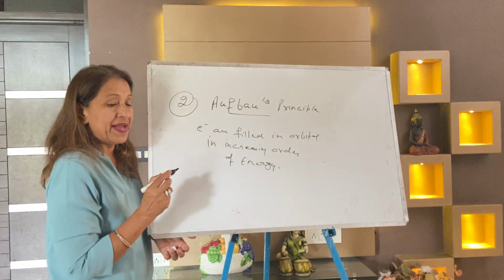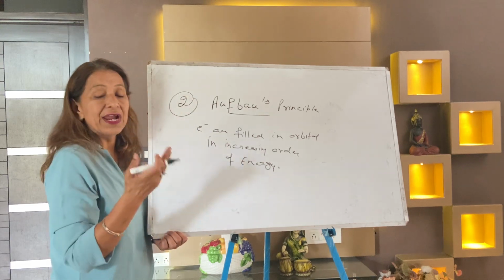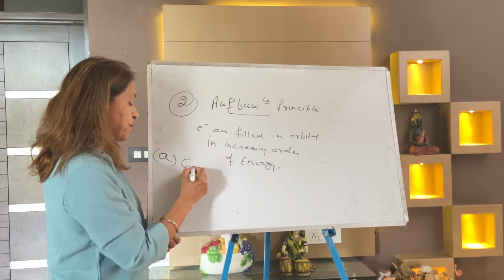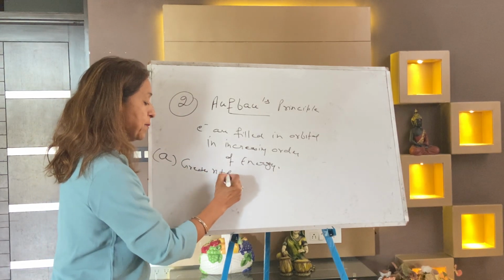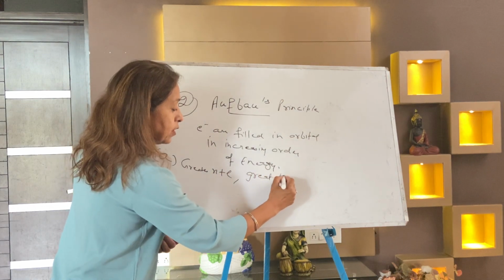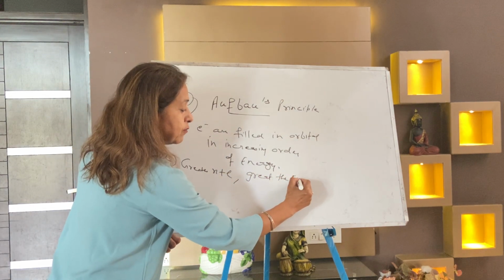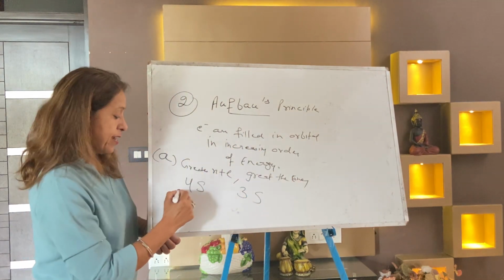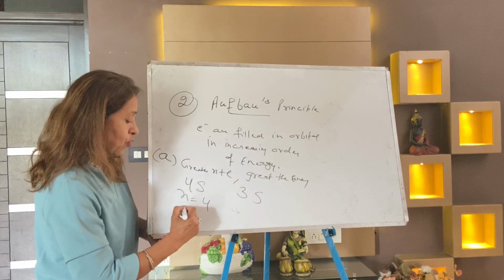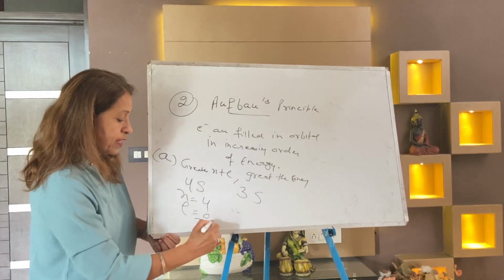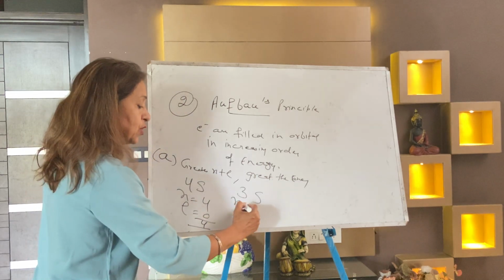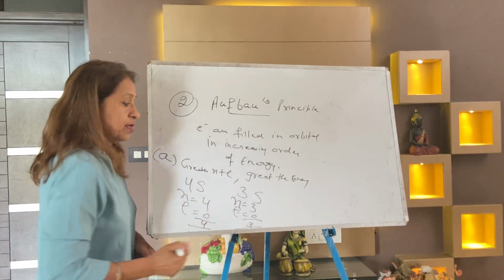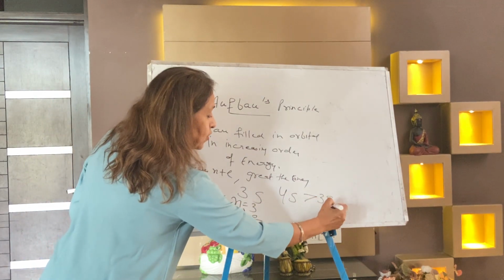At the end I will tell you the magic. First of all, how did scientists calculate the increasing order? Write down A part: greater the n plus l, greater the energy. I am taking the example of 4s and 3s. Here n is 4, l is 0, sum is 4 plus 0, 4. Here n is 3, l is 0, sum is 3. Greater the n plus l, greater the energy. That means 4s has more energy than 3s.